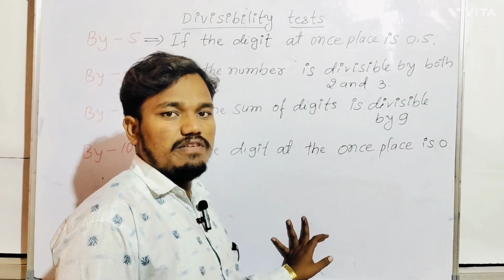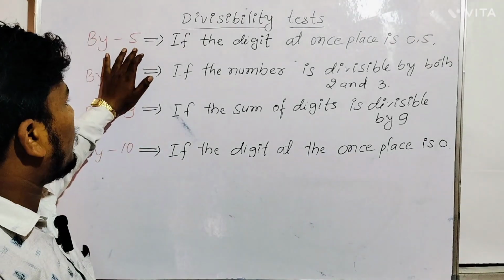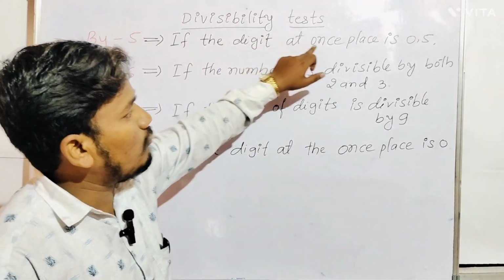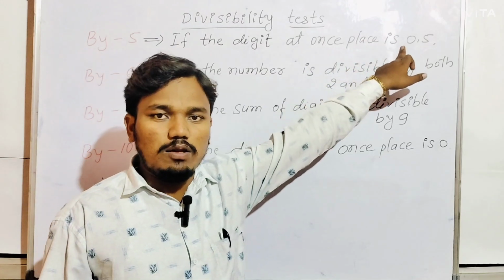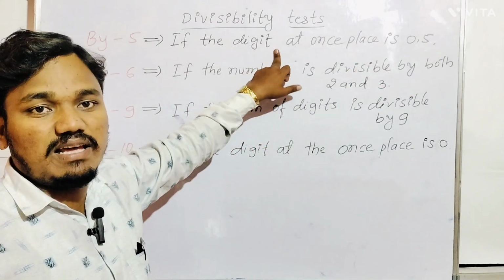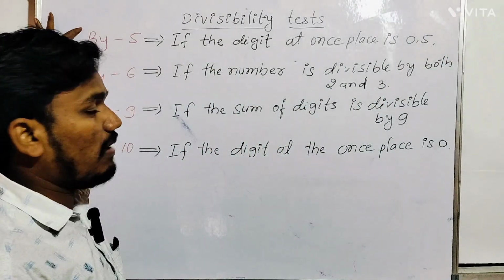Let's check the divisibility rules for 5, 6, 9 and 10. First of all 5. So the rule is if the digit at one's place is either 0 or 5. इसका मतलब क्या है? दिए गए नंबर में लास्ट डिजिट चेक करना है आपको, अगर वो 0 या फिर 5 रहेगा देन दैट नंबर विल बी डिविजिबल बाय 5.